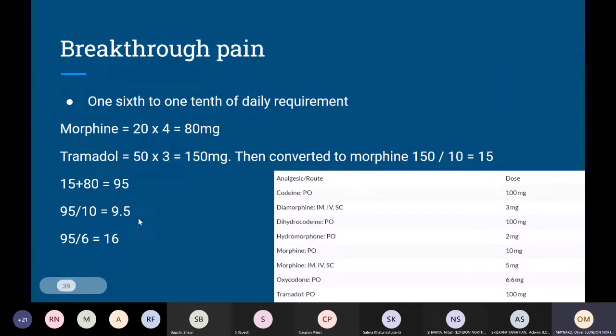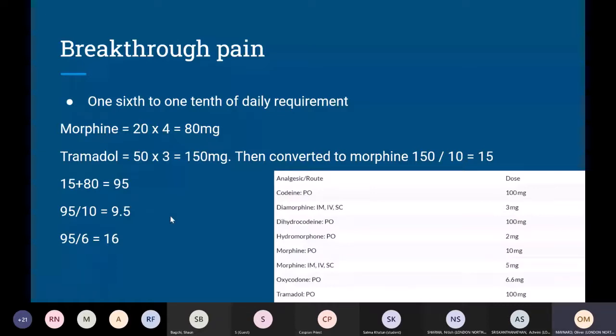So we can divide by 10 and divide by 6. So she should be receiving somewhere between 9.5 and 16 milligrams for her PRN doses. Obviously, it's very difficult to prescribe 9.5, so we normally round that to the nearest 5. So sort of 10 to 15 milligrams would be her PRN dose.